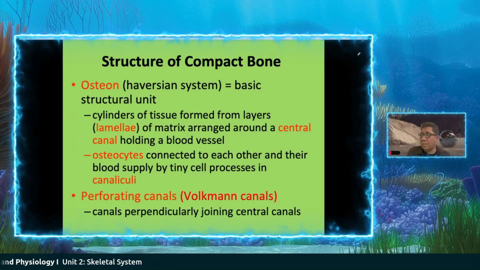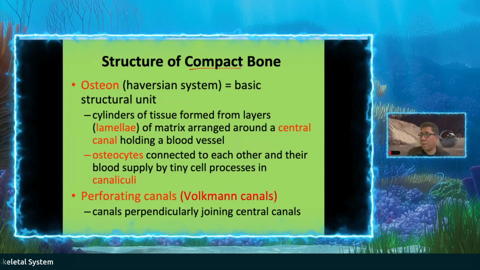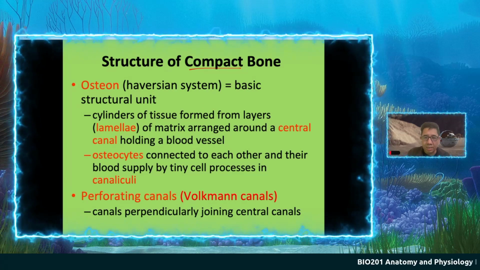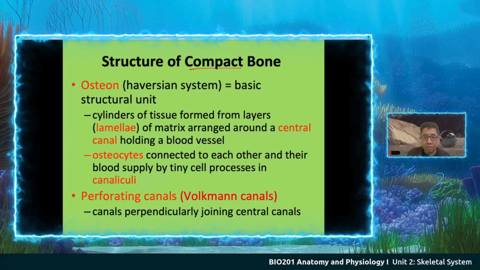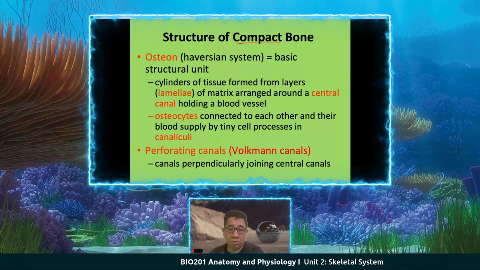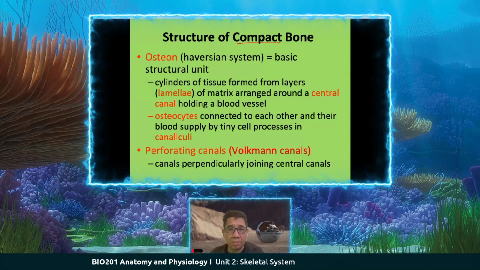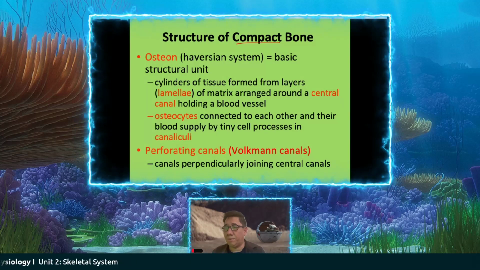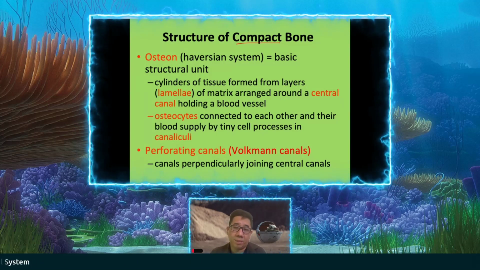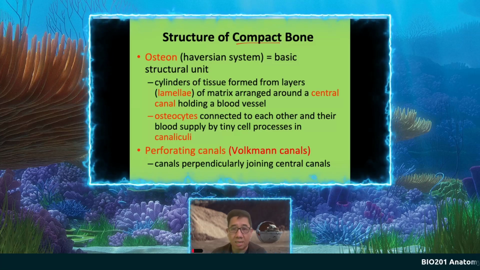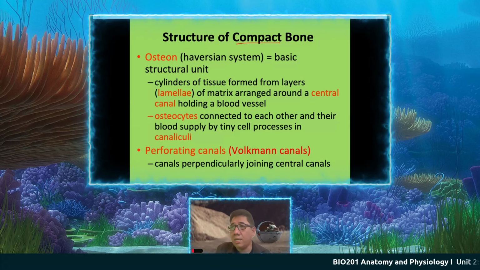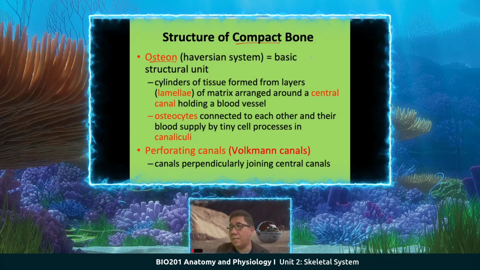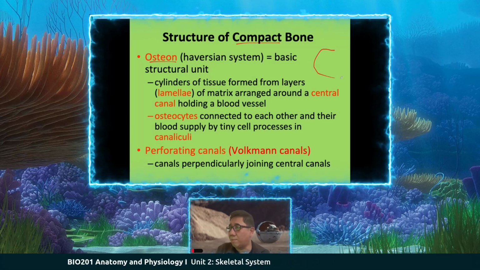And we're going to look at the structure of the compact bone now, looking at the differences between compact bone versus spongy bone. Some of these terms you should be familiar with already because we covered them in the lab. So the first one is called the osteon. The osteon is the basic structural unit of the bone.